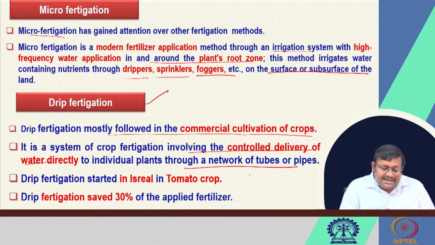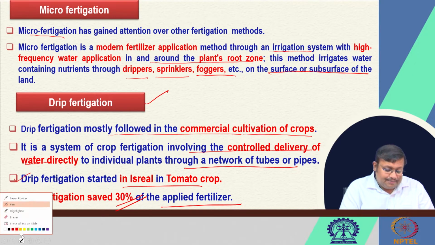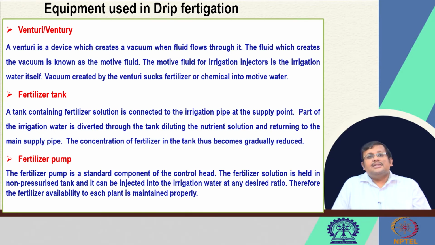And drip fertigation started in Israel in tomato crop, and drip fertigation is known to save 30% of the applied fertilizer. So, this is the benefit of drip fertigation. Now, let us discuss what are the equipments which are used in drip fertigation.